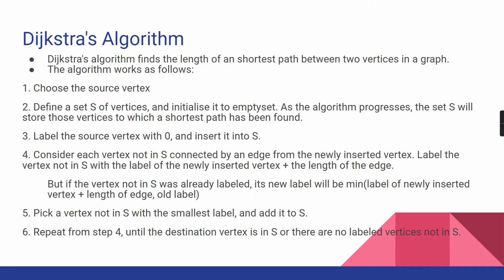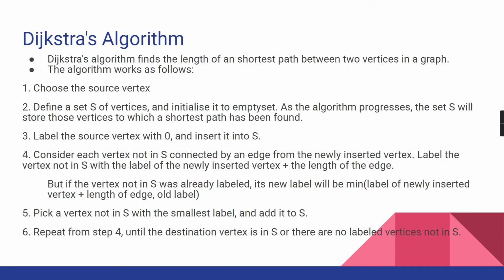So now we're going to break down Dijkstra's algorithm. Dijkstra's algorithm finds the length of the shortest path between two vertices in a graph. The algorithm works as follows. In the first step, we're going to choose a source vertex. In the second step, we define a set of vertices and initialize it to be an empty array or an empty set. So this would be an array or a heap, like we just discussed. As the algorithm progresses, the set will store those vertices to which a shortest path has been found.